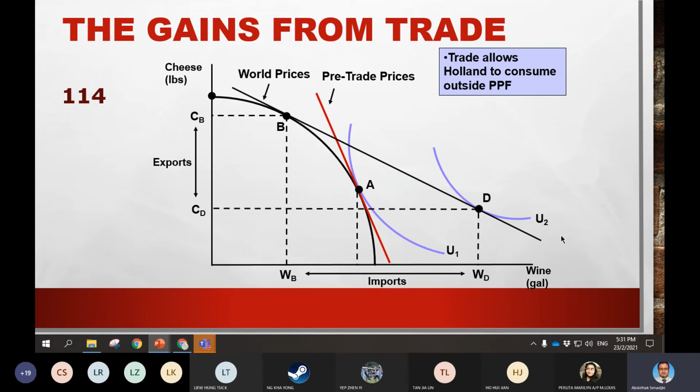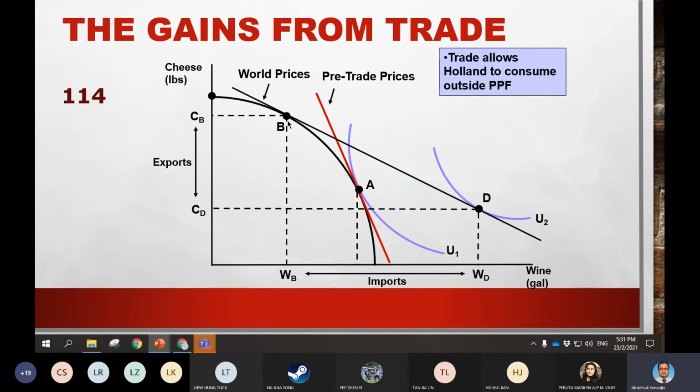This is the trade price line. This is the domestic one before the trade prices. So in this case, trade has the effect of expanding Holland's consumption. Before, Holland consumed only at this point, but here it is consuming more, expanding the indifference curve. So it expands Holland's consumption choices beyond its production possibility frontier.